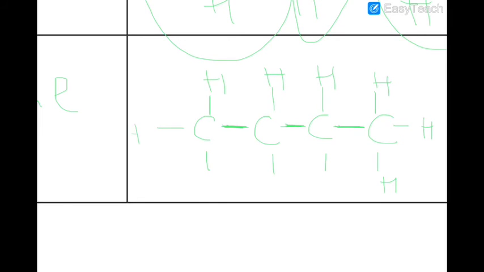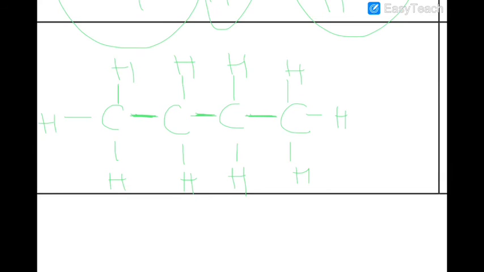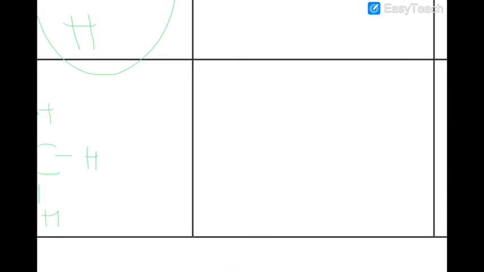Butane, so how many carbons will it have now? Butane has 4: 1, 2, 3, 4, all single bonds. And each carbon should form 4 bonds. So let's fill in with hydrogen. We fill with hydrogen like this. Each carbon is forming 4 bonds. Always check once you have drawn the structure that each carbon is forming the appropriate number of bonds.